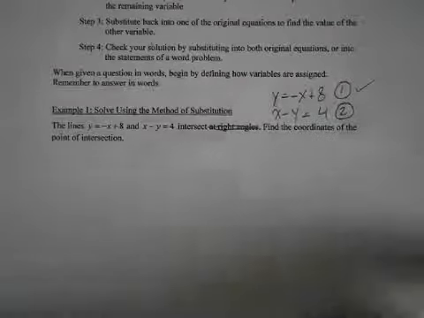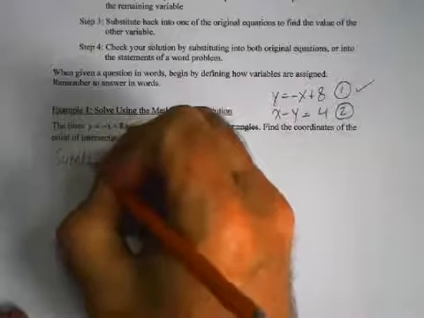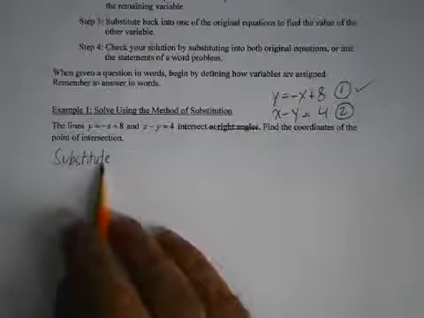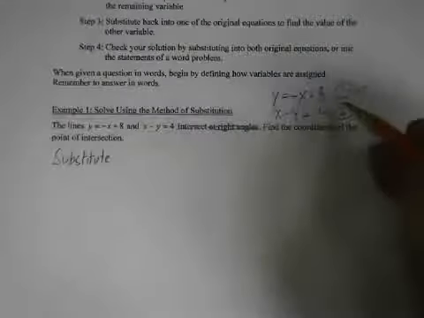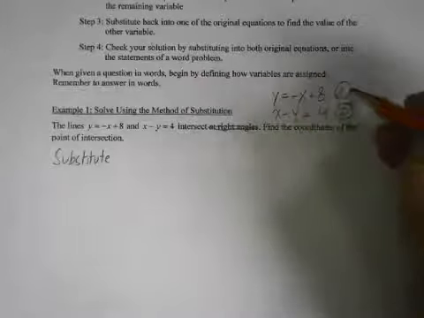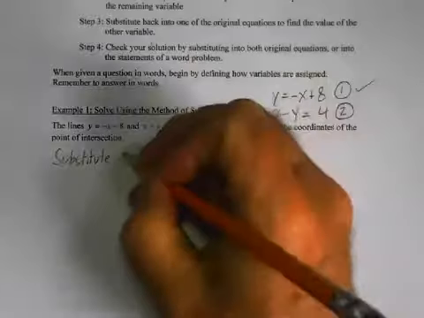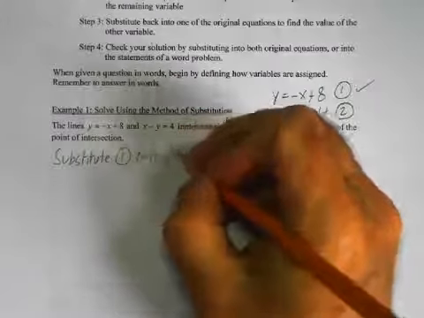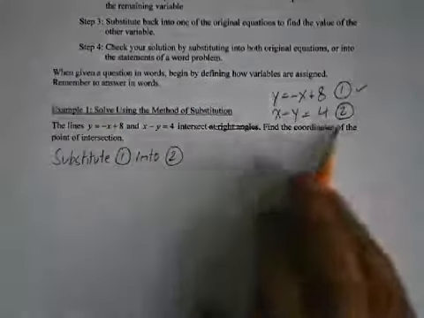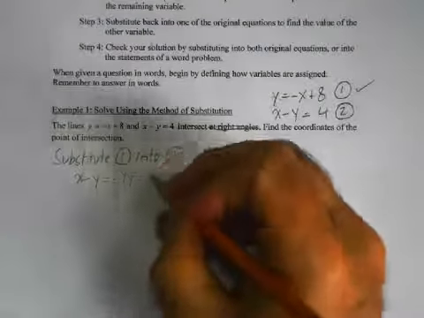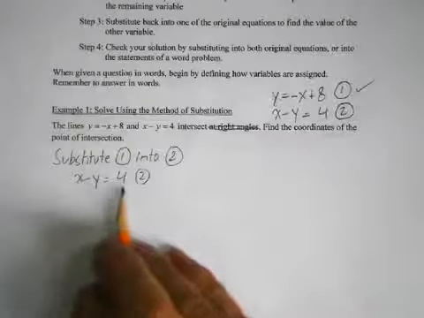It's important to communicate what you're doing because it can get pretty ugly if you just put a bunch of equations and arrows and stuff. I want to see some words like substitute, because that's what we're doing here. I'm going to take equation 1, which is isolated, and substitute equation 1 into equation 2. So I'm starting with 2, and I'll just rewrite it: x minus y equals 4. I'll put a 2 just to remind myself that's equation 2.